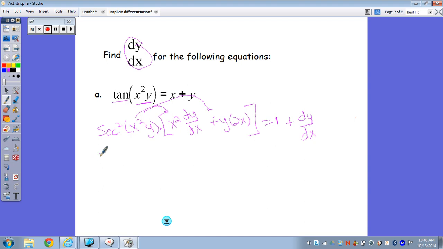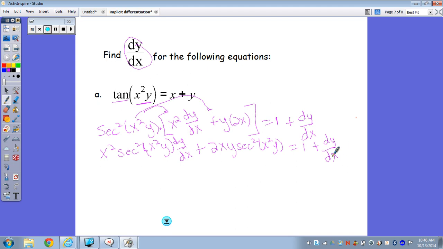So I'm going to put the x squared first. So I have x squared secant squared of x squared y, and that's all times dy/dx. And then plus, I'm going to distribute this, so I get 2xy secant squared of x squared y. And then the right side stays the same.